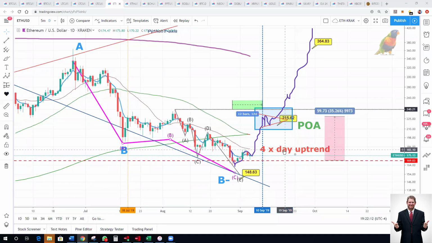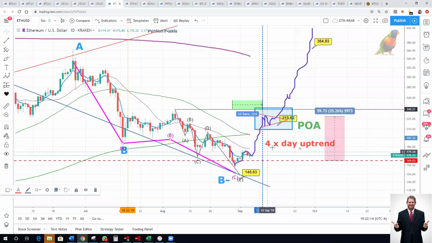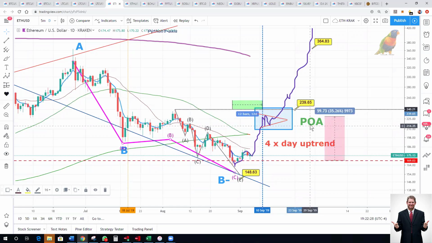So what we're still looking for here, guys, is that 4-day uptrend, which is now happening. The next one is 1 day upwards, 2, 3, 4, landing in this blue box. Then we have a pattern of advances, a POA. Whenever you see that, that's a pattern of advances. It's nothing more than a symmetrical triangle or a bullish flag pattern. It will consolidate and then break upwards.